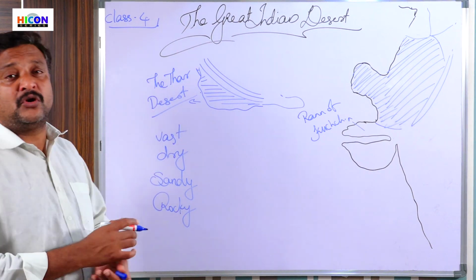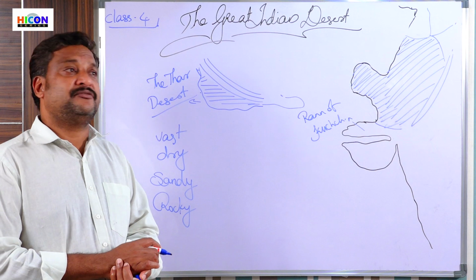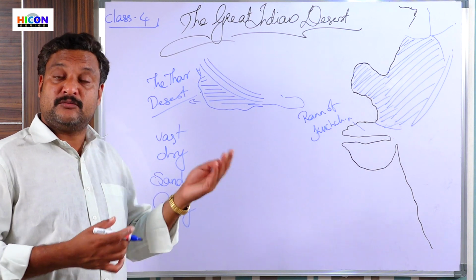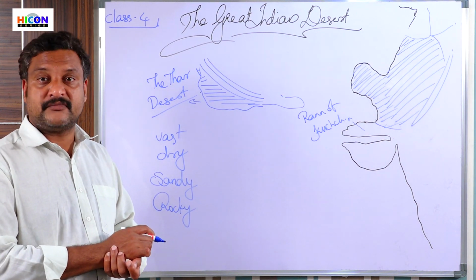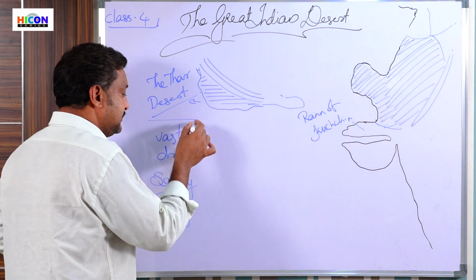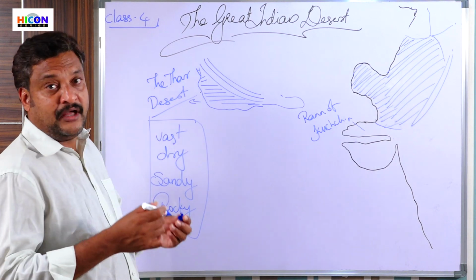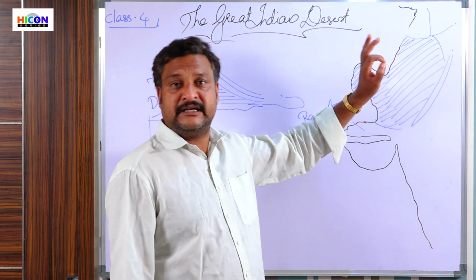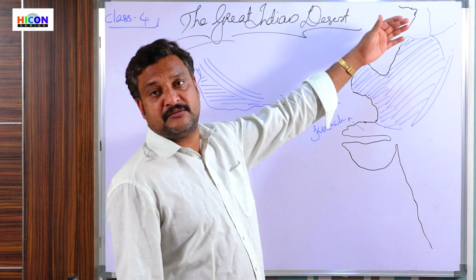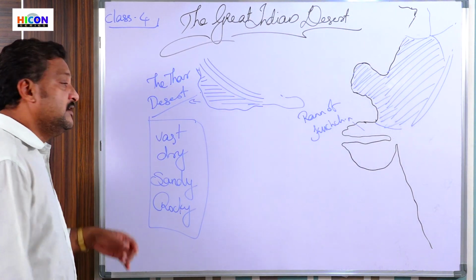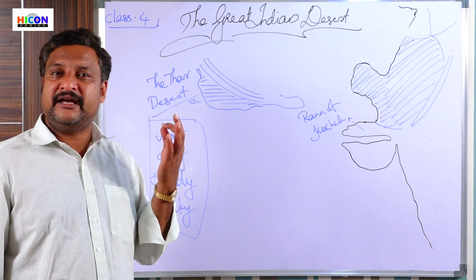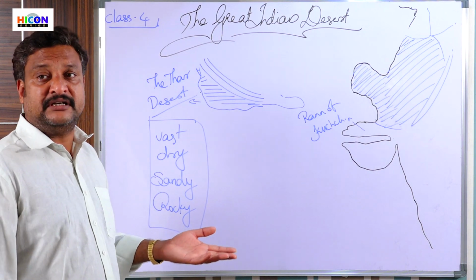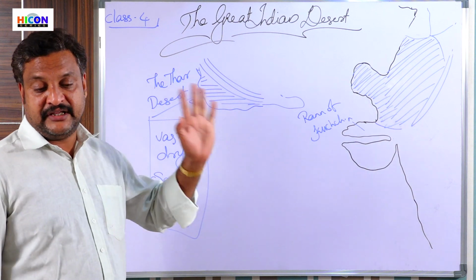Rocky means plenty of rocks are there, right? Most of the marbles that we buy nowadays for the construction of our houses come from the Rajasthan region. So the speciality of the Indian desert is that it's very vast. Rajasthan, one of the biggest states of India, is almost completely covered by the Thar Desert, and it also extends to some regions of Pakistan. It's very dry, there won't be very high rainfall there. It's full of sand, there's no fertile soil available there, and it is very rocky.